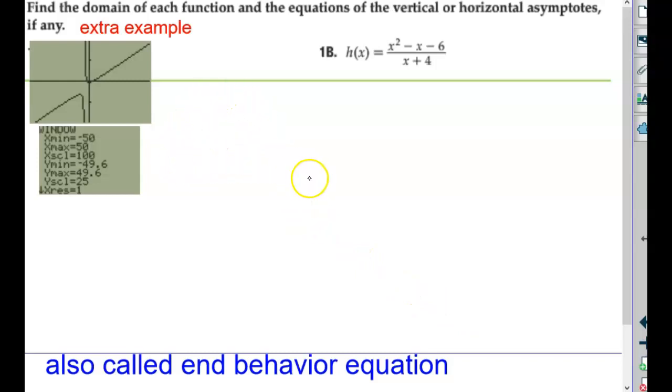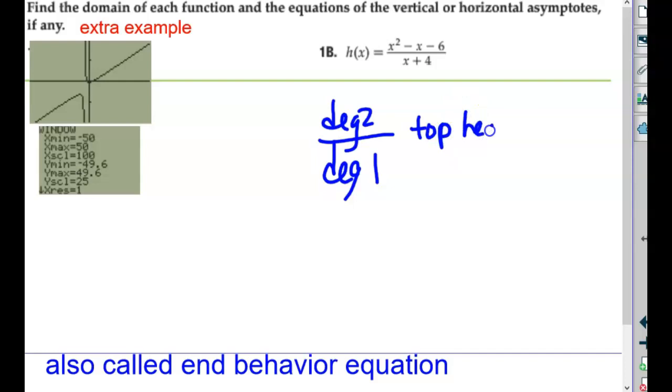All right, this is an extra example. I'm going to go through this real fast. This one is top heavy. Does everybody see that? It has a degree 2 over degree 1. So top heavy, you would factor the top.